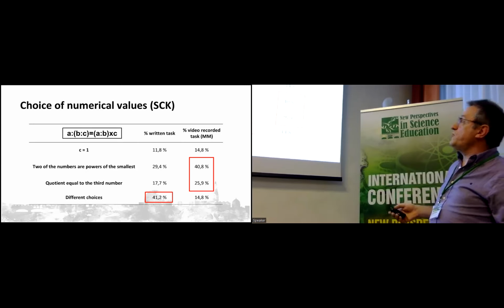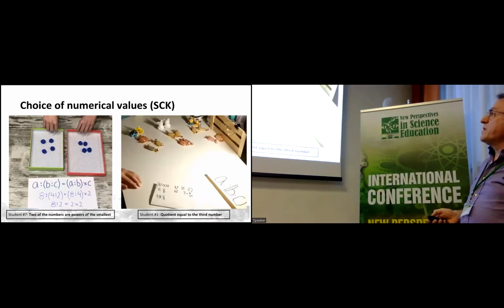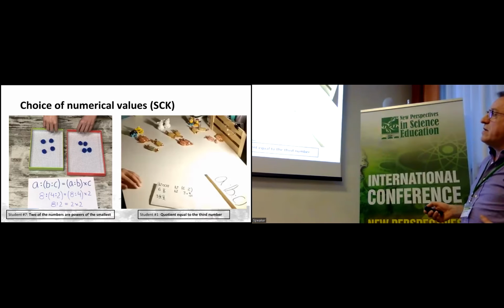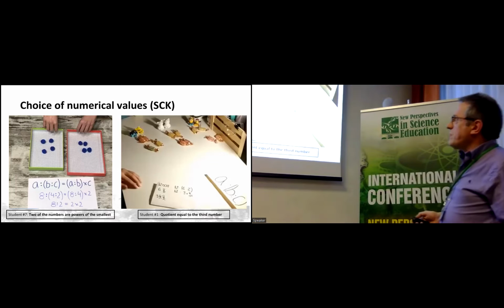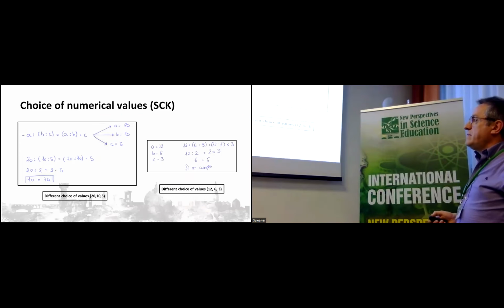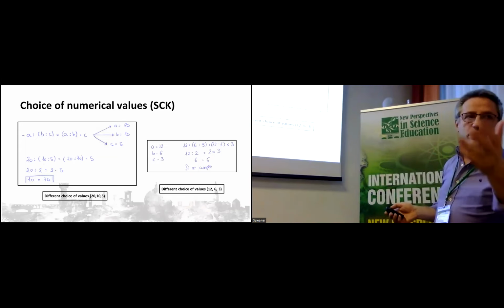Okay, so the choice of numerical values was much better in the written task. We have just some examples to illustrate that. For instance, in this example, two of the numbers were powers of the smallest, 8, 4, 2, or in this case, the quotient was equal to a number. Okay, 2 divided by 3 is equal to 4. So for choice of numerical values, this choice of values was more present in the written task.